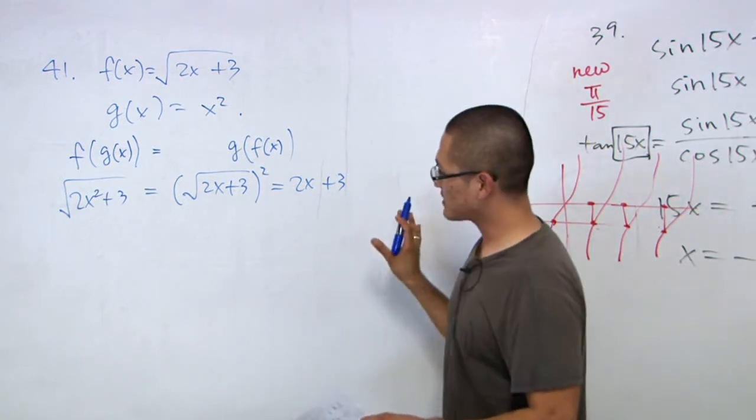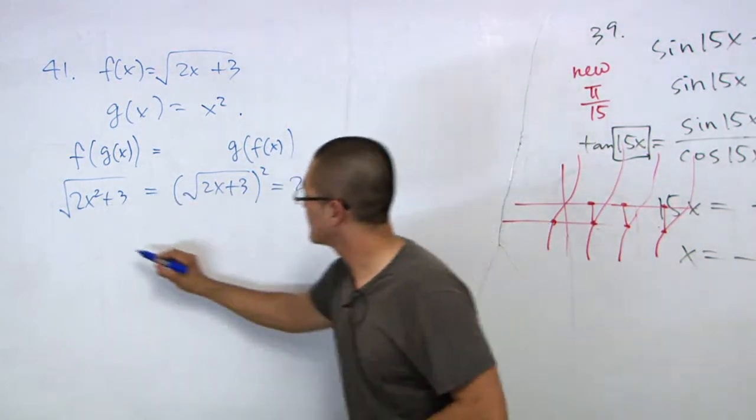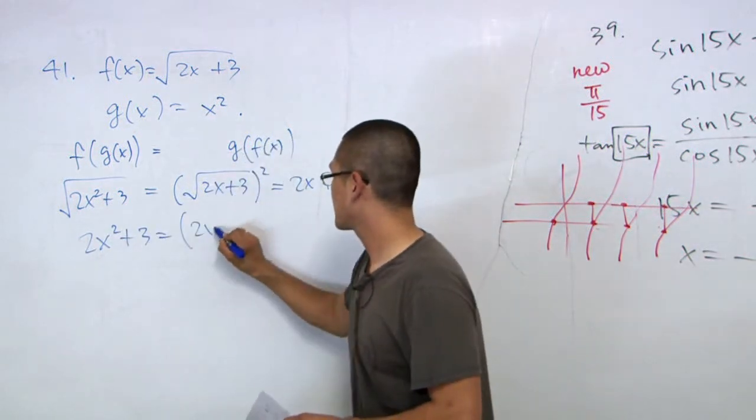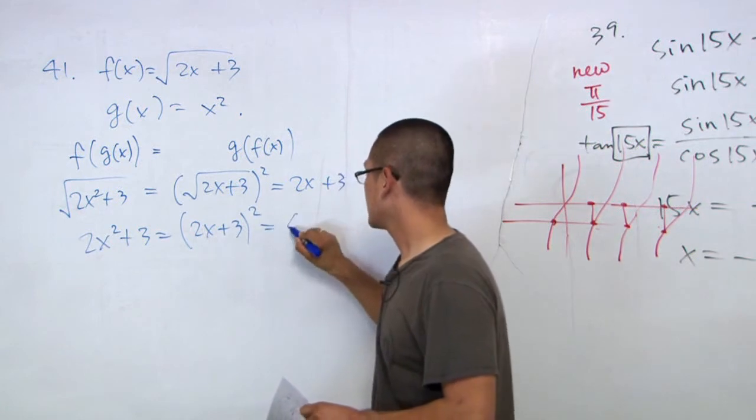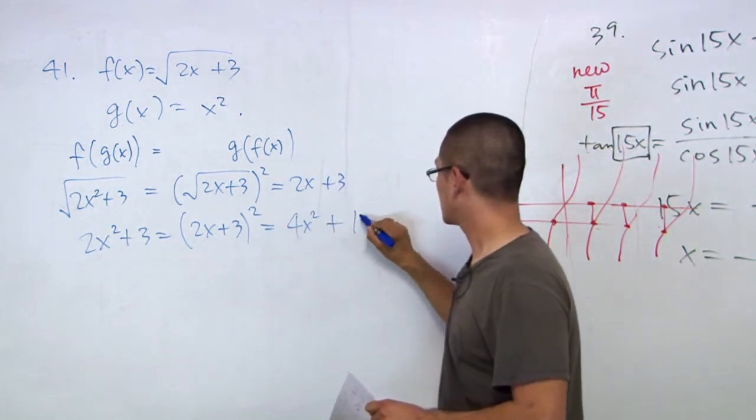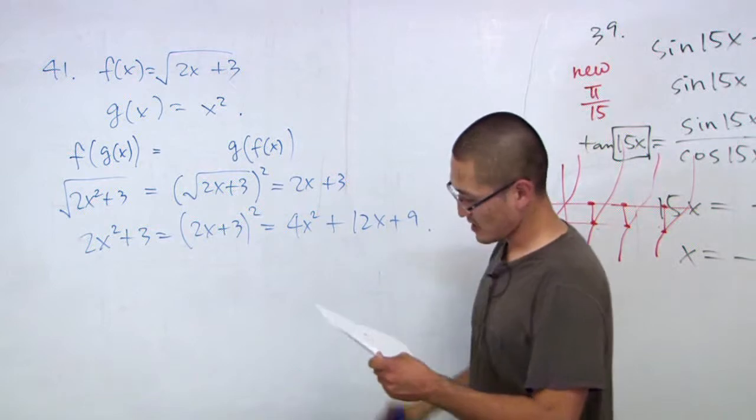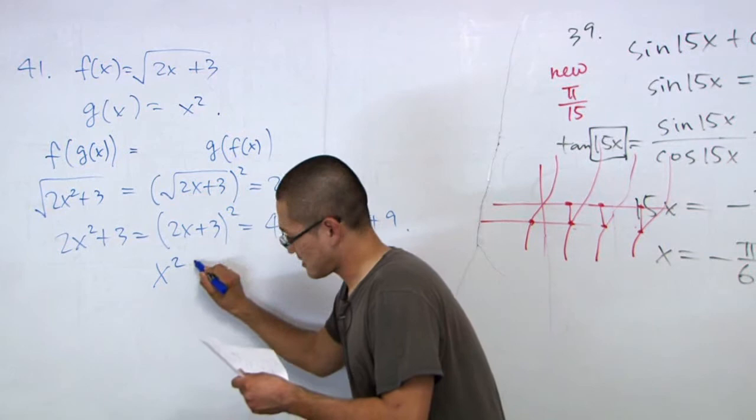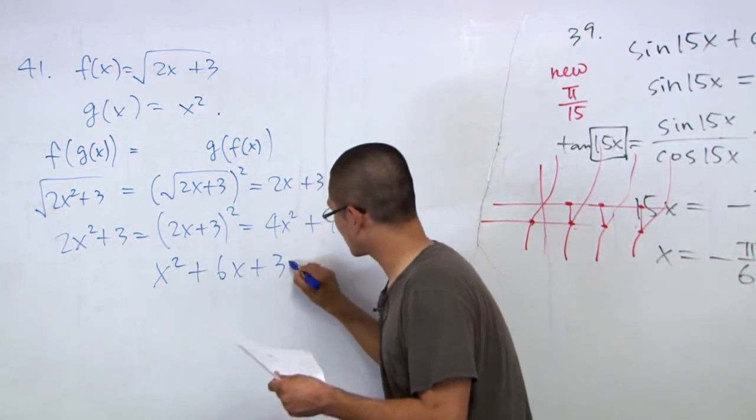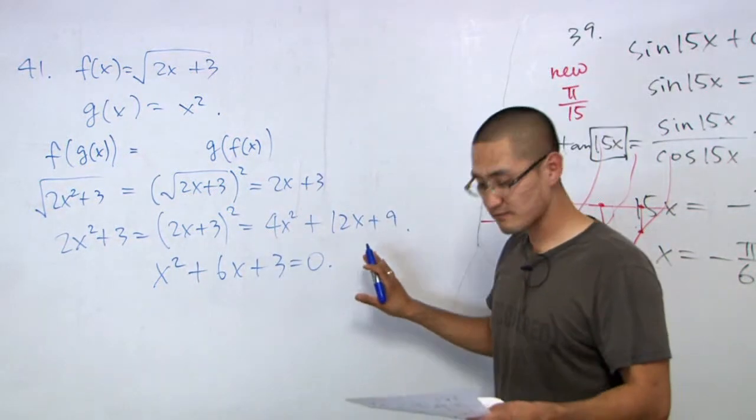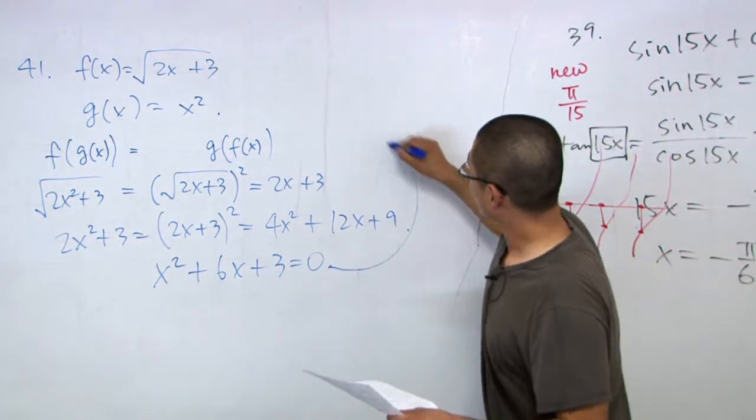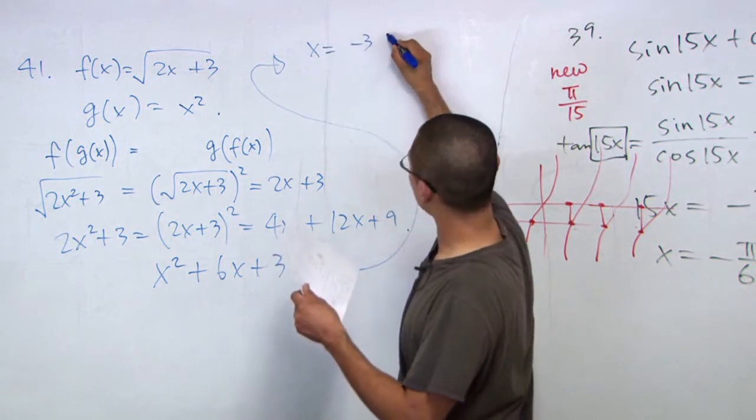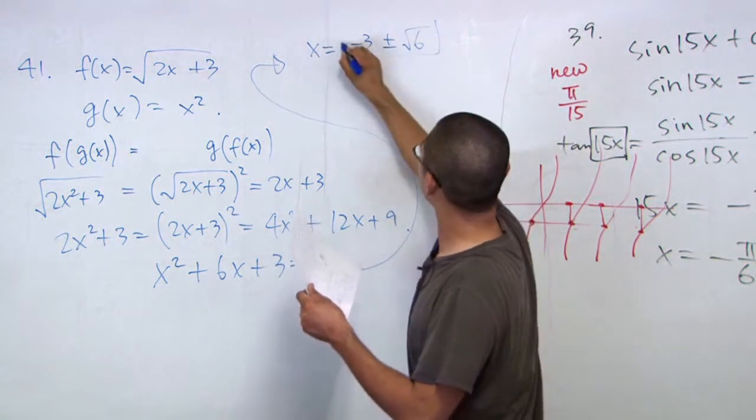Good. Once we free that up, we can square both sides. And 2x squared plus 3 is equal to this thing squared. So we have to do expansion. 4x squared plus 12x plus 9. And then we move things around. So we end up with x squared plus 6x plus 3 is equal to 0. This is solvable. We can find it by using quadratic formula, our favorite. So we end up with minus 3 plus minus radical 6.